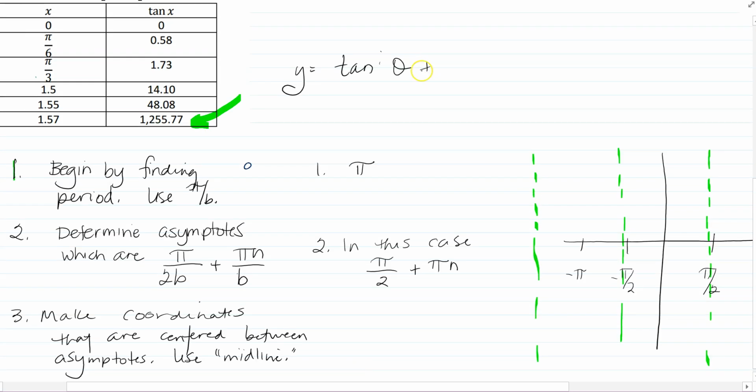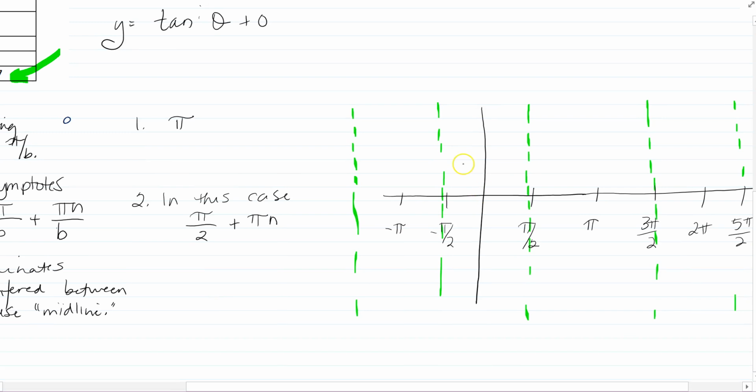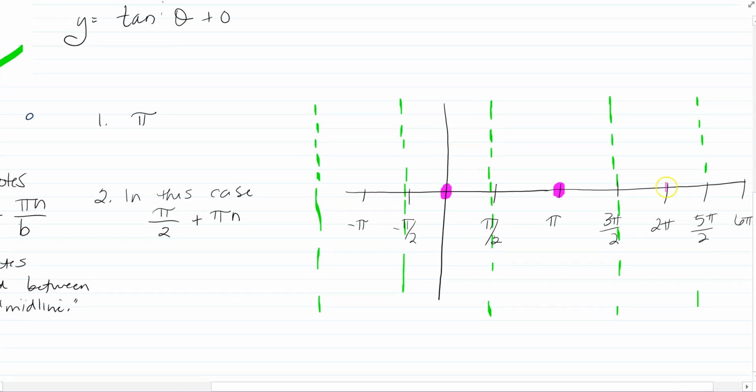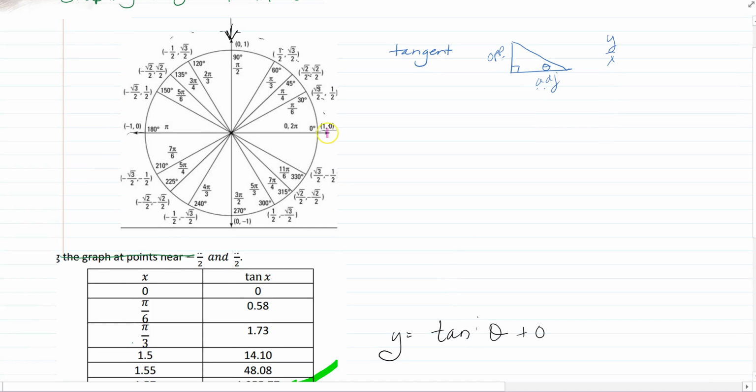Use a midline. Now here the midline is 0, right? And that is because at 0, I'm going to use another color, at 0, the tangent is 0. And then at pi, it's 0 again. At 2 pi, it's 0 again. You want me to show you the unit circle to prove it? See, it's 0. It's 0. It's 0.